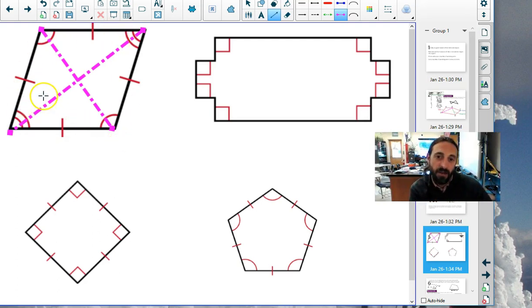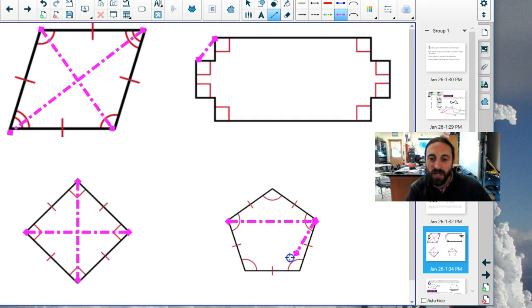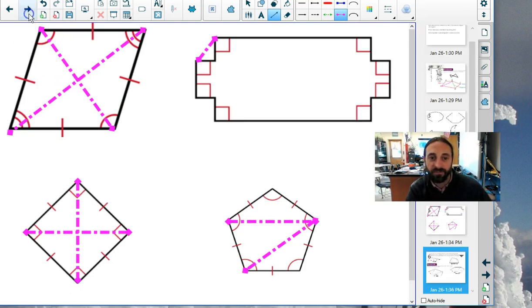All four sides are the same. This one here, of course, is irregular. It is concave because there's a diagonal on the exterior of the figure. This is definitely a regular quadrilateral, which is also known as a square. And this is a regular pentagon. And of course, any regular figure is convex.